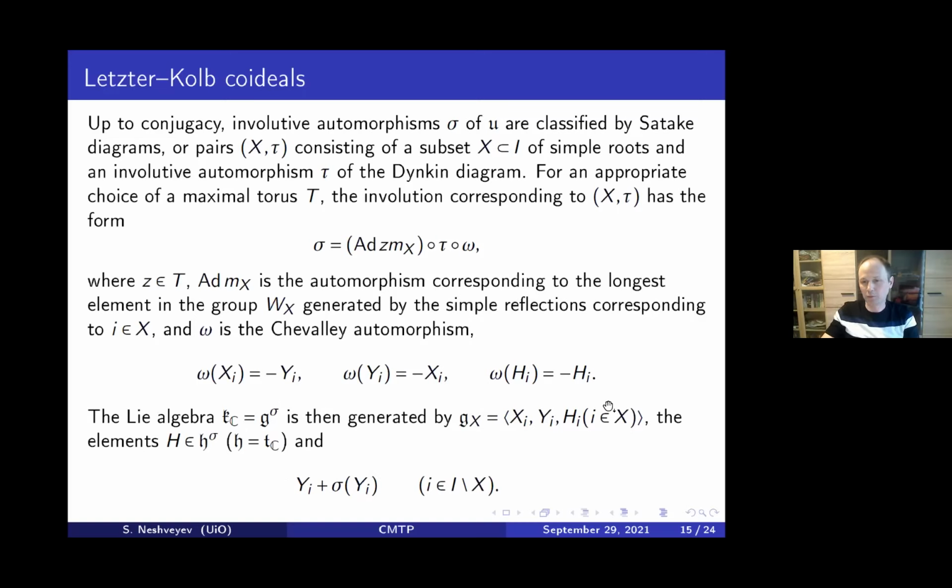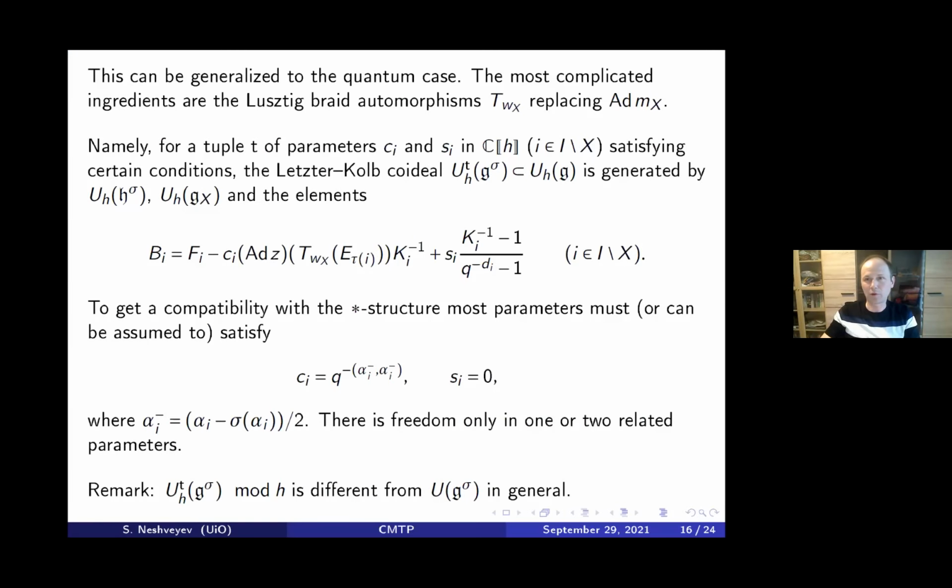And in this description, this is what Letzter did. In this description, one can generalize the entire construction to the quantum case. But the formulas become sort of complicated. So the most complicated part is this adjoint action by the element in the group corresponding to the longest element in this Weyl group W_X. And this corresponds to some Lusztig braid automorphisms, and they have quite complicated formulas. So basically, the larger the set X is, the more complicated this automorphism is.